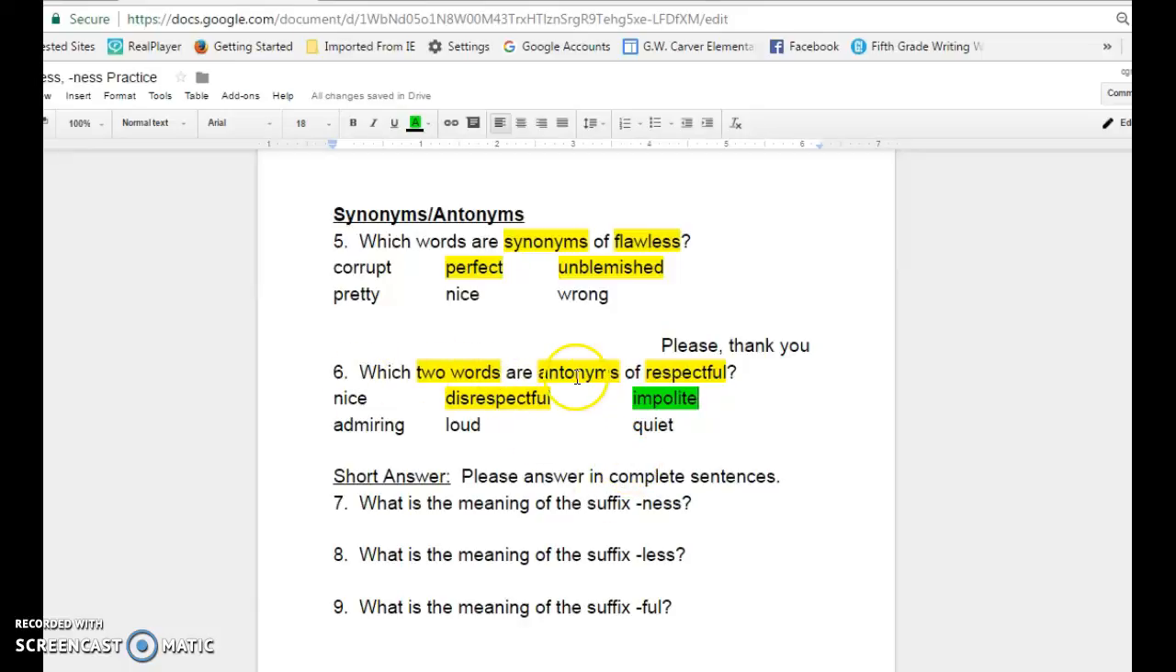So which two words are antonyms of respectful? Disrespectful means you're not respectful. Impolite means you're not polite, not respectful. Please answer in complete sentences.